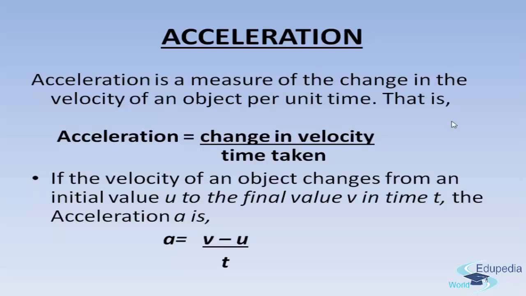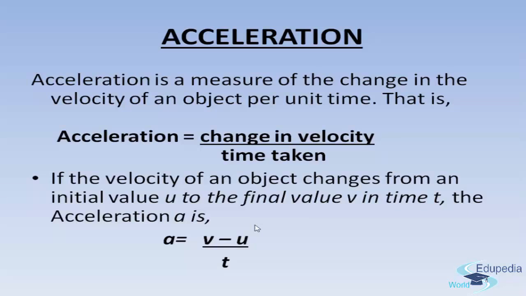The unit for acceleration is meter per second square, because see, what is velocity? Here on the top, the velocity is in meters per second, and this time is again in seconds. So when this time comes in, it will become meters per second square.